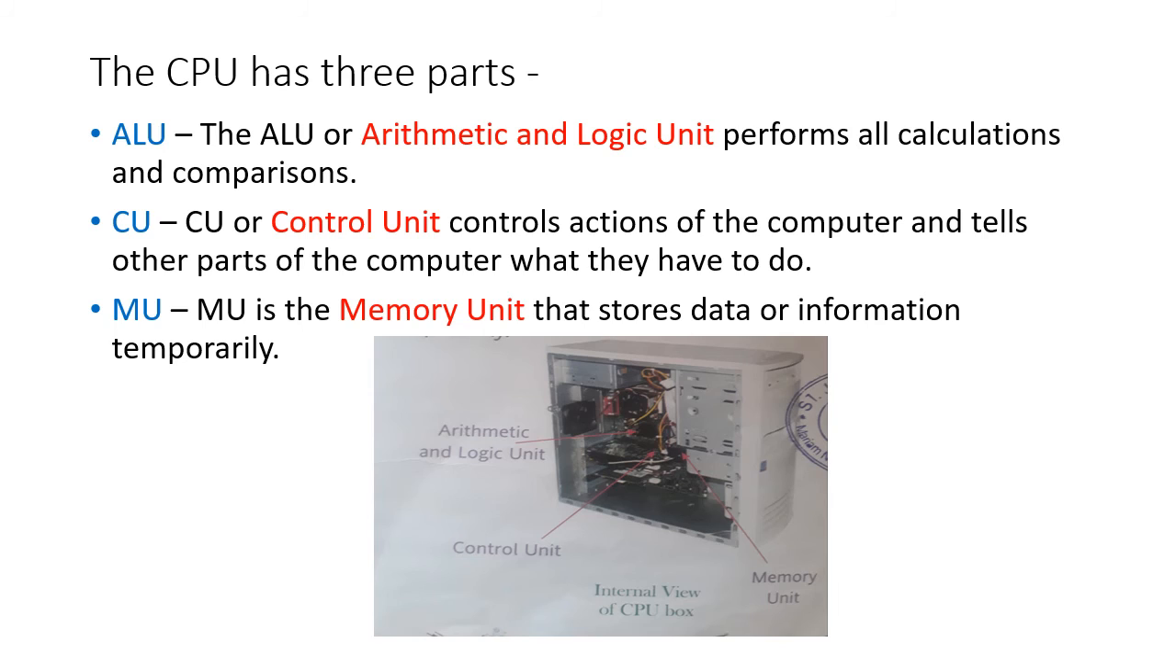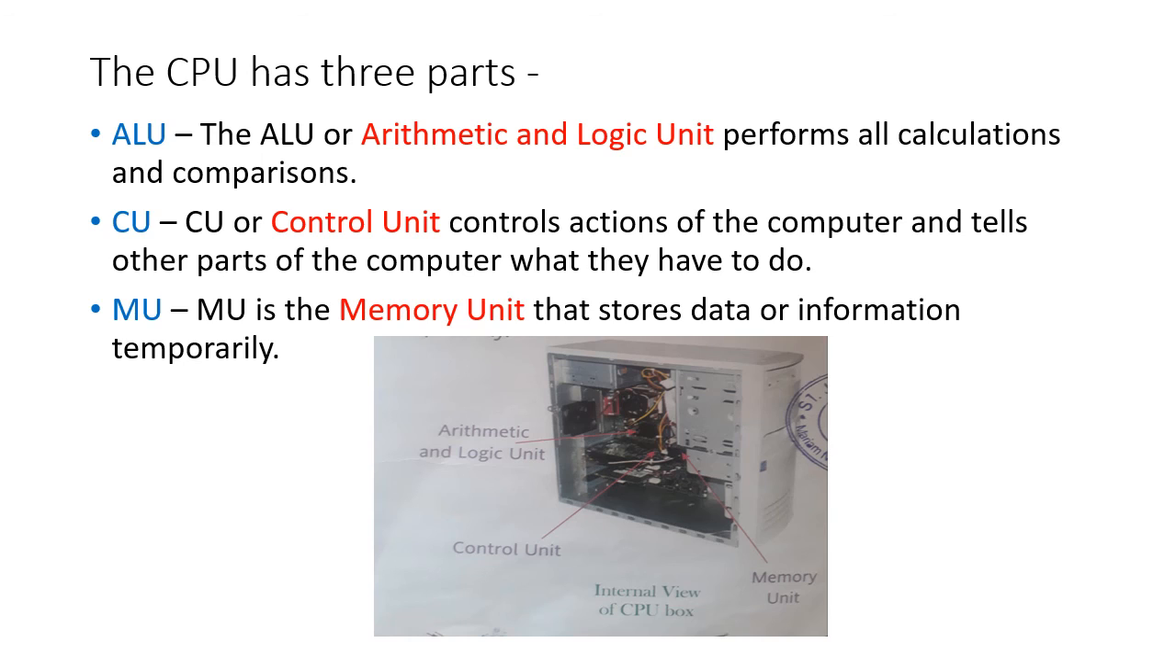The next part is the CU, or control unit. As the name suggests, control, it controls the actions of the computer and tells other parts of the computer what they have to do. That is the work of the control unit: it controls the actions of the computer and tells other parts what they have to do.